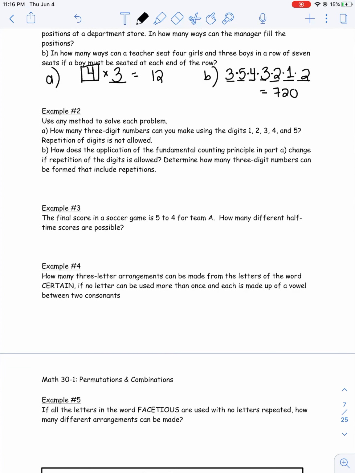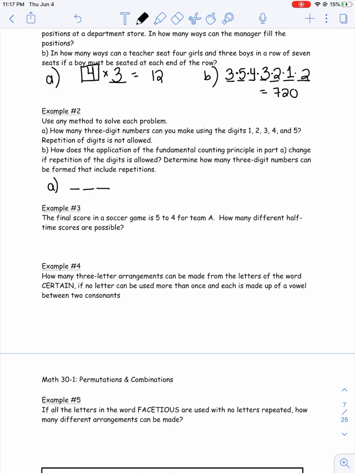Example number 2, it says use any method to solve each problem. How many 3-digit numbers can you make using the digits 1, 2, 3, 4, and 5? Repetition of digits is not allowed. So for A, we have a 3-digit number, so we're going to represent that with 3 spots. And the reason we're using spots is that it's like a placement. It's like a stage that you're selecting. So I'm selecting the first digit, the second digit, the third digit, which is why there's 3 spots.